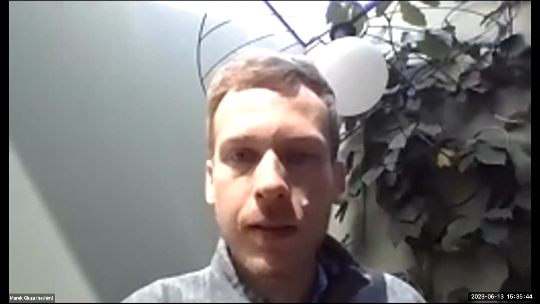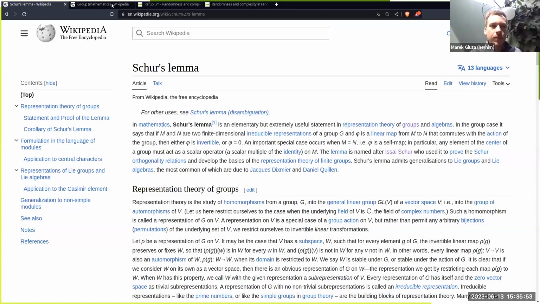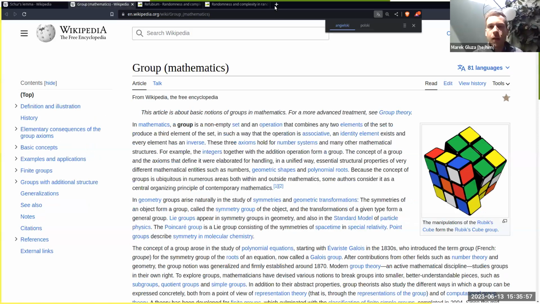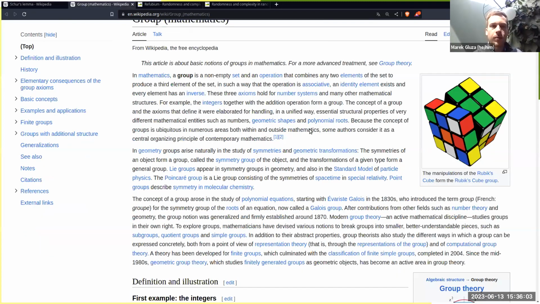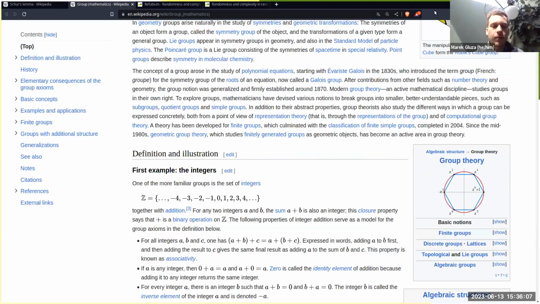All right. So we're getting started, and we will talk today about Schur's lemma. So Schur's lemma is important for groups, okay? And a group is not really what we are used to in physics sometimes. So I was thinking that maybe I will mention a couple of examples.